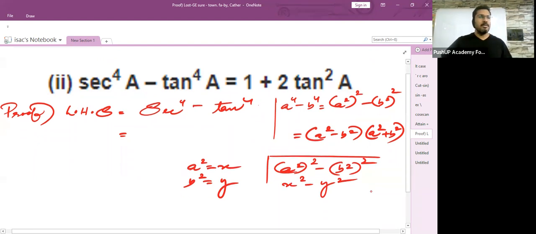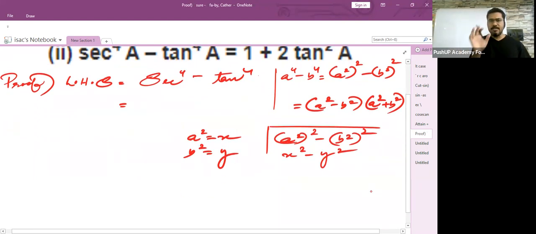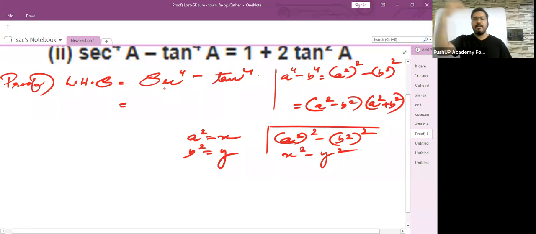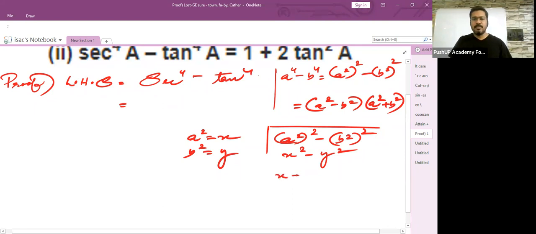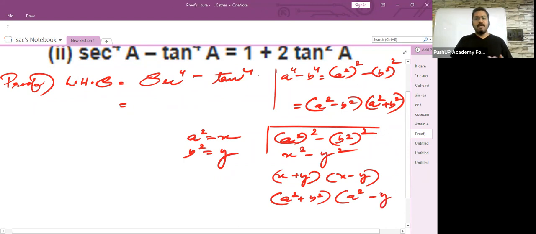Shazia, did you follow what I said? Let us assume for the next couple of minutes that a square is x and b square is y. So a square the whole square will become x square. B square the whole square will become y square. And what is x square minus y square? It is x plus y into x minus y. Replace x and y with their original values. X is a square. Y is b square. So a square plus b square into a square minus b square. Are we getting the result? So this is the background process. Understood? Make a note of this, everyone, on the right hand corner of your page.